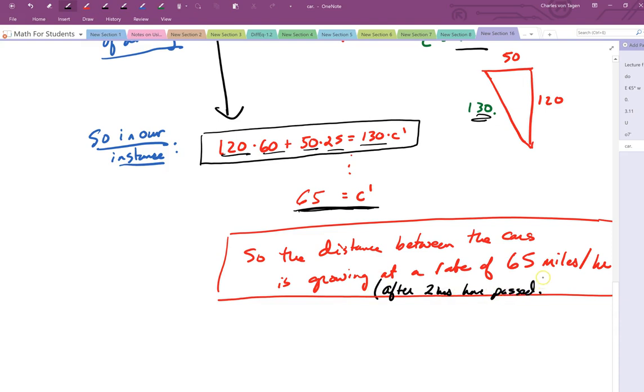But you should think about that, because I believe that actually that rate of 65 doesn't change. All right, we'll go ahead and stop it there.